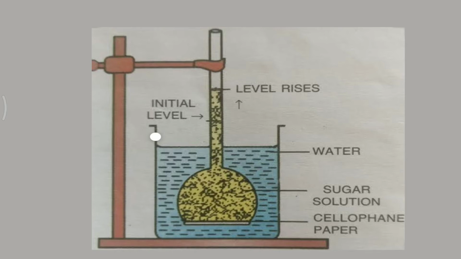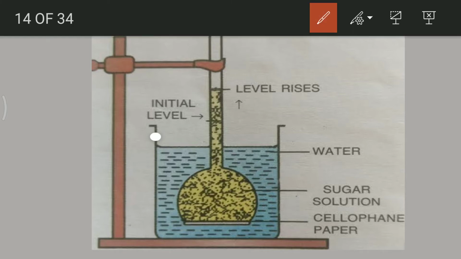This is a setup for most of the experiments when we want to demonstrate osmosis. So it is a thistle funnel. This setup is a thistle funnel attached to a stand, and it is kept inside a beaker filled with water. The fluid which is yellow colored is the sugar solution, and it is separated by a cellophane paper.